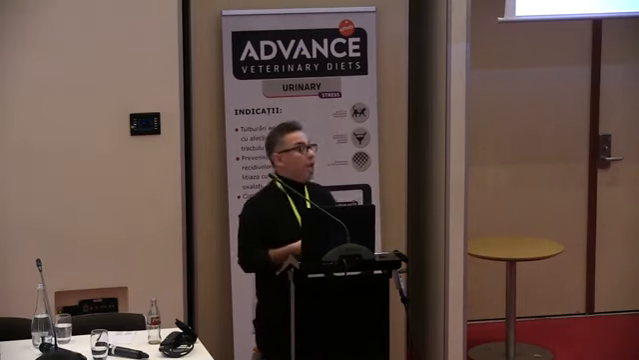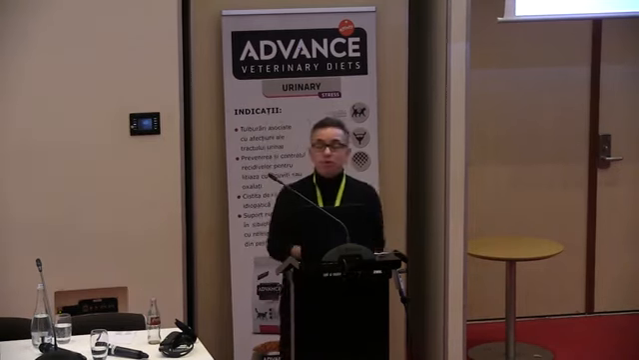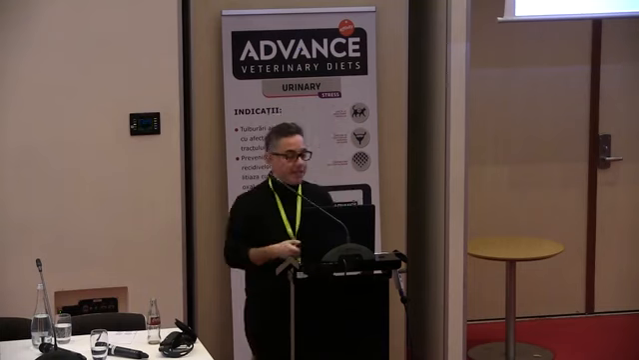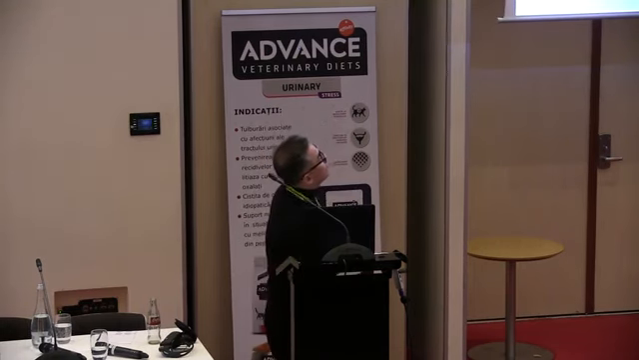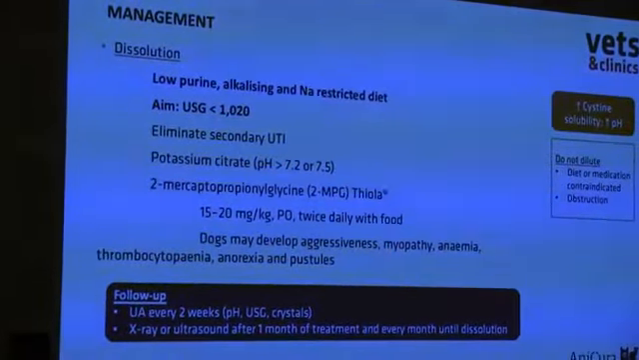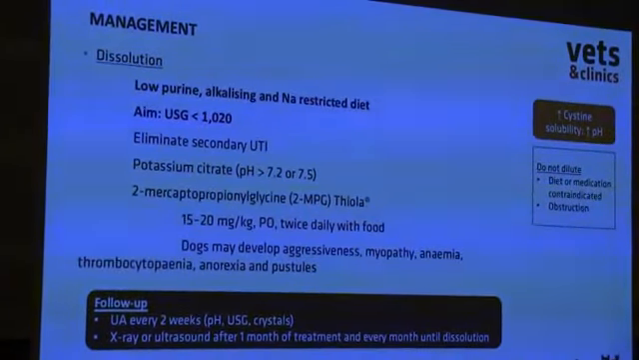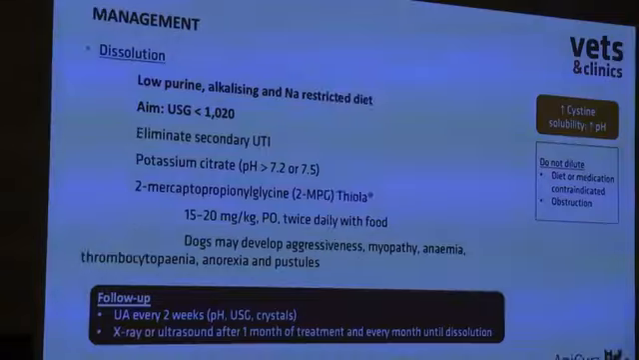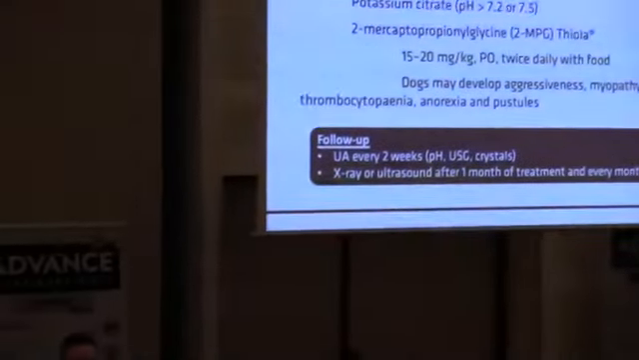Eliminate secondary UTI if the patient presents an infection. You can again try to use potassium citrate in some patients when you cannot increase the pH only with the diet. And there is a more specific drug for the treatment, but thiola is very expensive. In Spain we don't have it. You can find it in Italy, but I remember I asked one time and the tablets, 10 pills, I remember it's over 1,200, something like that. It's very expensive, okay?